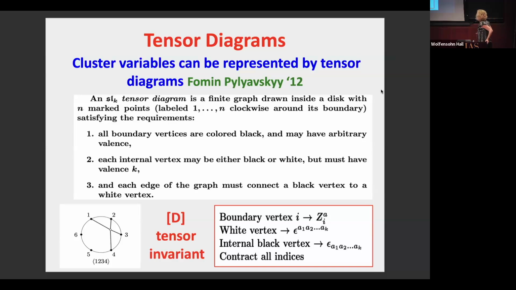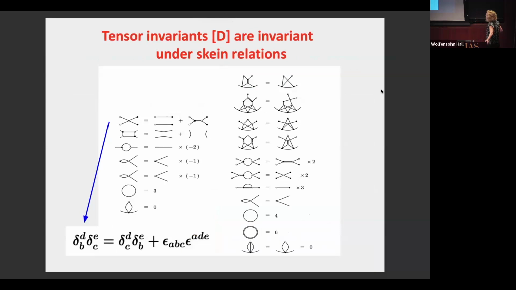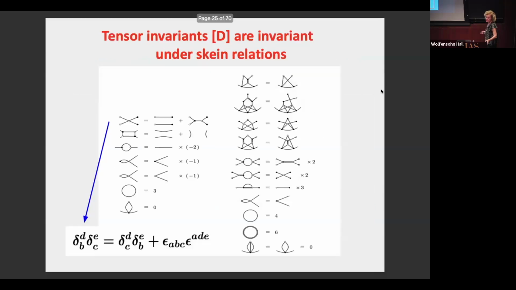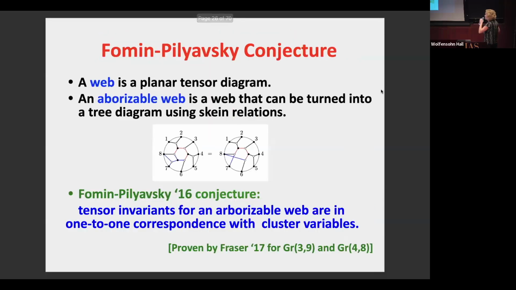Okay. So these tensor invariants are invariant under certain skein relations. So this is for SL3, this is for SL4, again, very well known. And for physicists, this skein relation is nothing but identities of this sort. Because remember how this determinant has an epsilon, for each white vertex you associate an epsilon, so you can play with these, and these are well known.